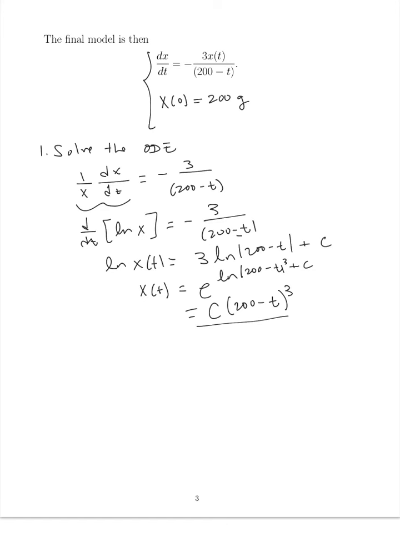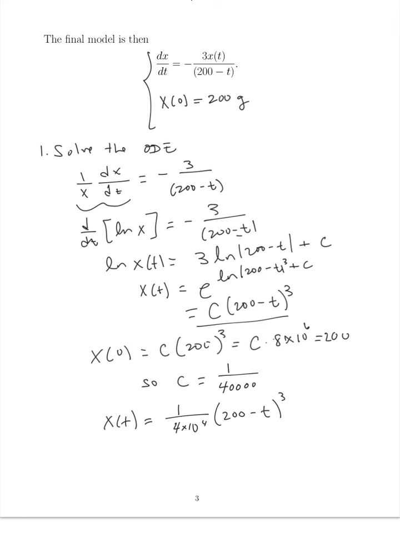And so we have solved it. We just need to substitute in what the initial condition is. x of 0 is constant times 200 minus 0, so that's just going to be the constant times 200 cubed, which is 8 times 10 to the 6th. Okay, that's equal to 200, so that gives me that c is 1 over 4 times 10 to the 4th. And my final solution then is of this form.